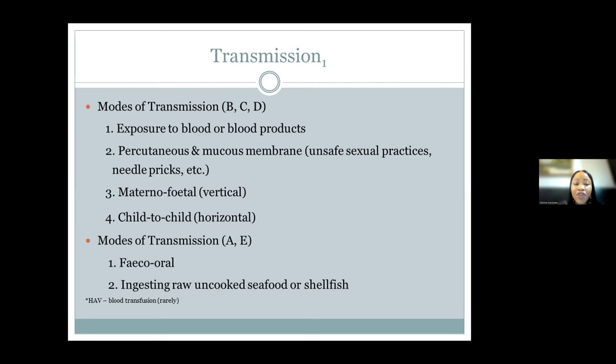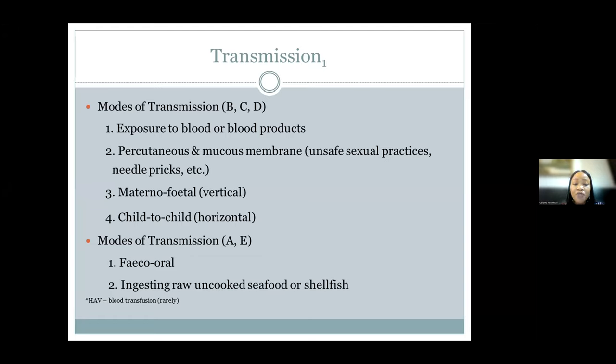You also have the vertical transmission, which is actually the main mode of transmission for hepatitis B in our environment, that is from mother to child. That's the maternofetal route, either during pregnancy, during delivery, or even after delivery. So we also have the horizontal transmission, which is from child to child. So the maternofetal and the child to child are the most common means of transmission for hepatitis B in our environment.